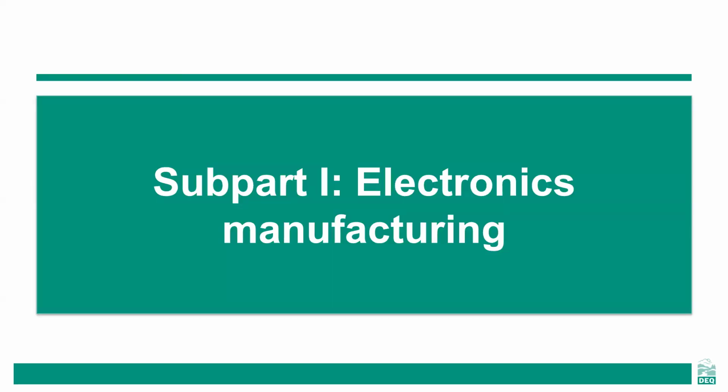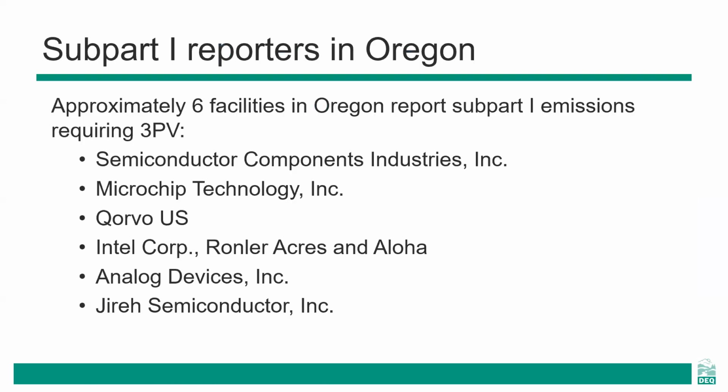Next, we'll be discussing emissions reported under Subpart I, electronics manufacturing. This section outlines key components, regulatory compliance requirements, sector-specific challenges, and verification best practices of greenhouse gas emissions reports from sources that manufacture electronics. I would like to highlight the facilities in Oregon that report Subpart I emissions requiring third-party verification.